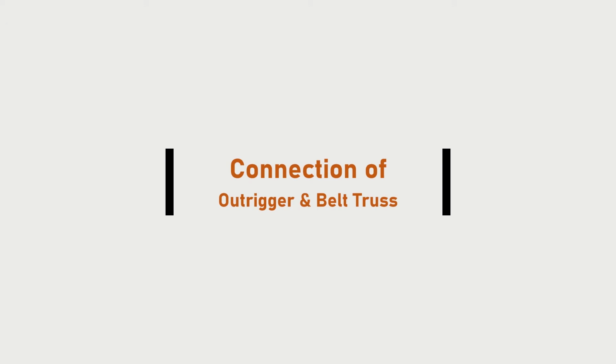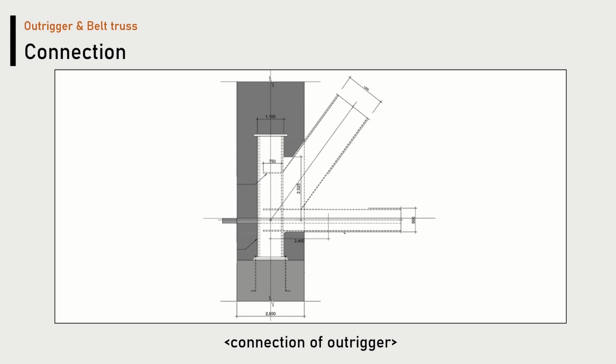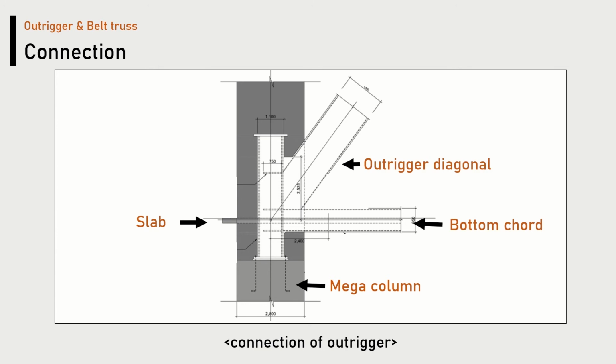We looked into the structural behavior of the outrigger and belt trusses. This time, let's find out more about the connection with the outrigger and belt trusses. We focused on this part, the connection between the mega column and outrigger. This is the section of the connection part. It shows the mega column, slab, bottom chord, and outrigger diagonal.